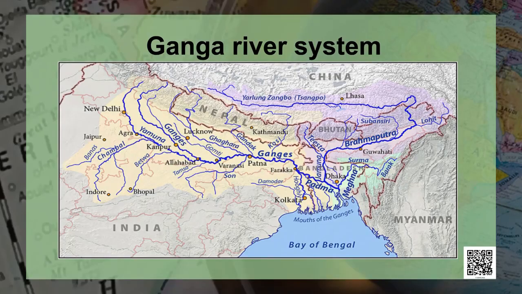The perennials originate in the Himalayas in the north and the non-perennials originate in the peninsula in the south. Look at the map. The Son is its major tributary. Other important tributaries are Ramganga, Gomti, Ghagra, Gandak, Kosi and the Mahananda. The river finally discharges itself into the Bay of Bengal.